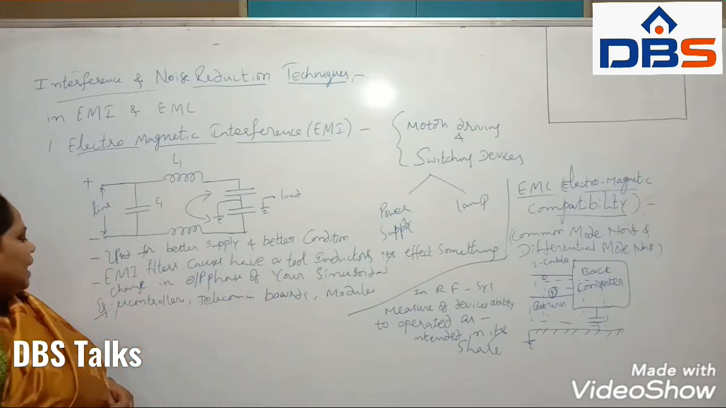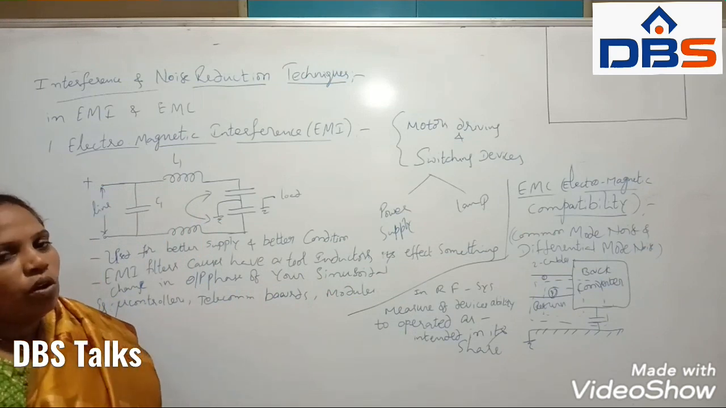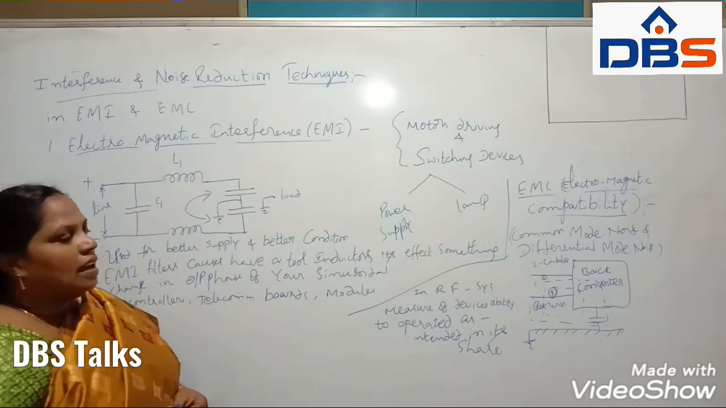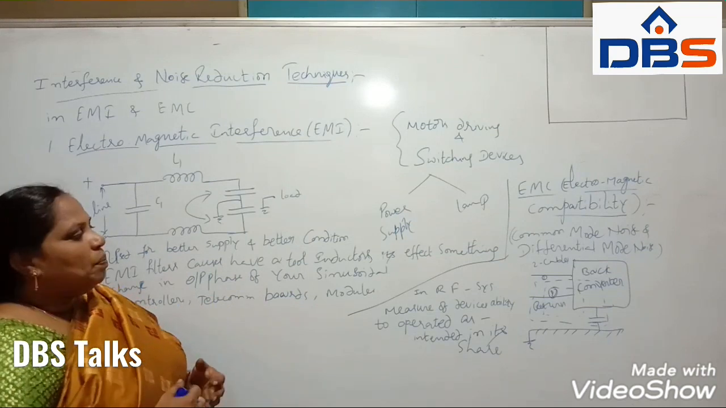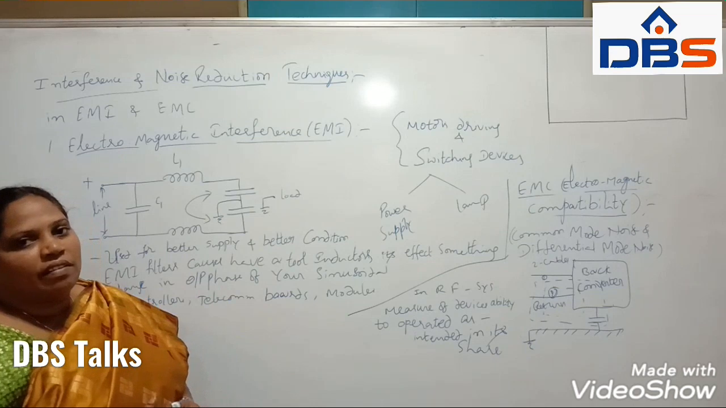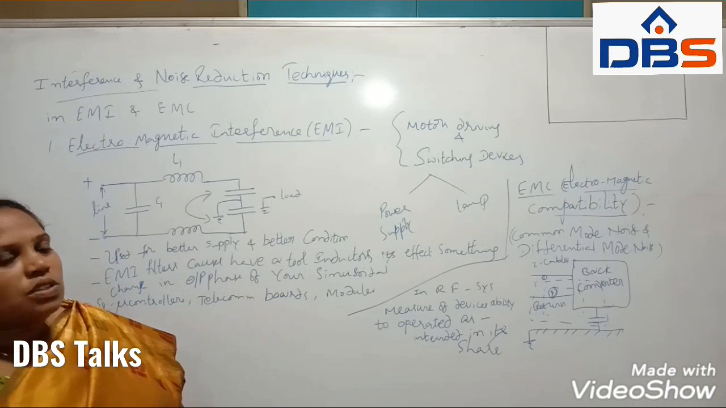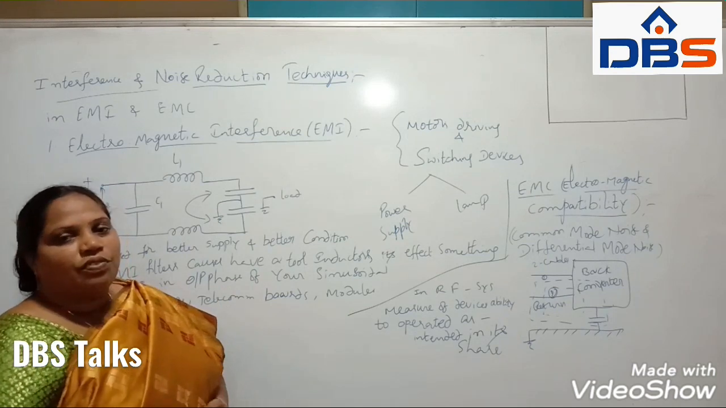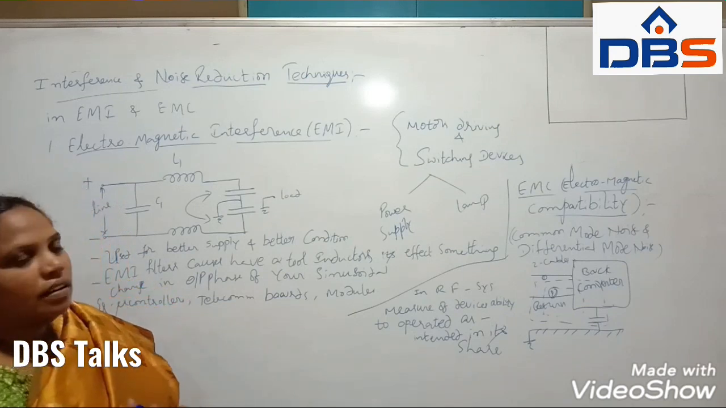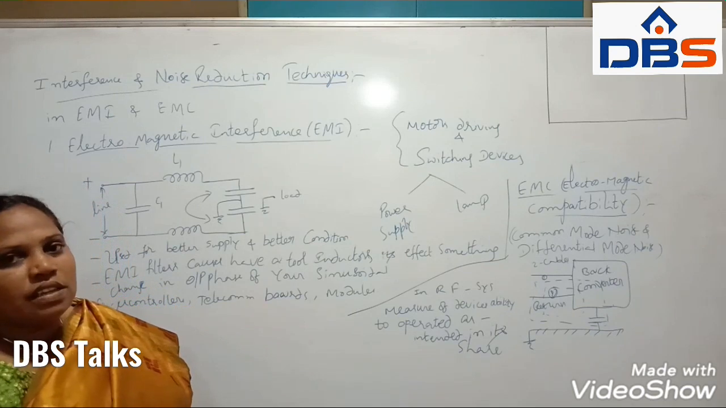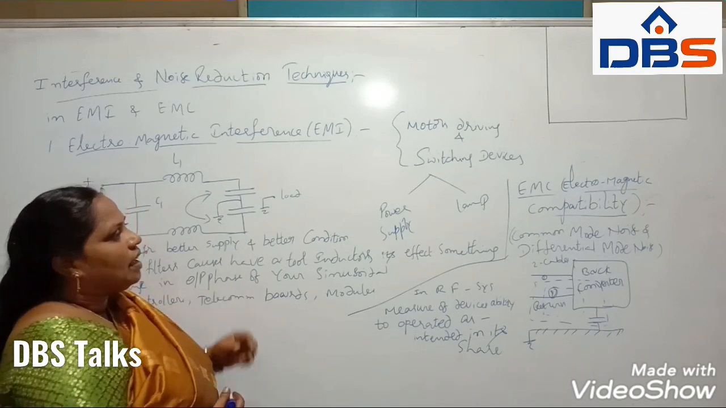For example, we can take microcontrollers, telecommunication boards and modules. Microcontrollers are considered as devices. If there is any interference there, the programming will not be developed properly, and it will cause some problem. Suppose we take the telecommunication boards. If that board has any interference, we can't receive the direct signals, and we can't transfer smooth signals. Likewise, interferences occur in that situation. So that is the EMI.